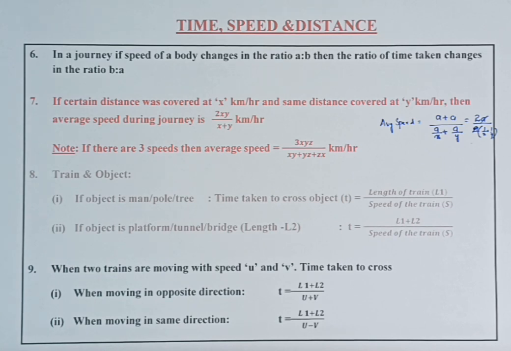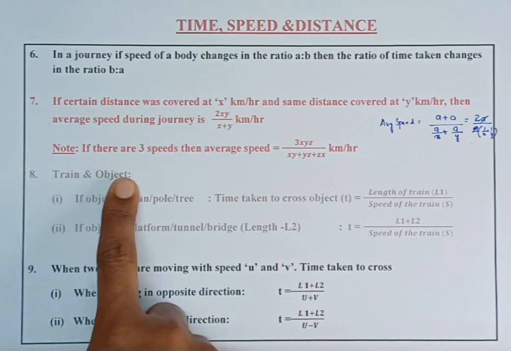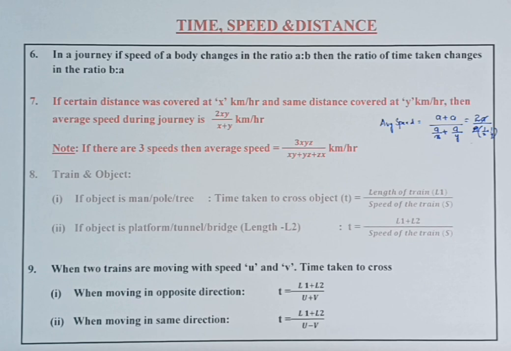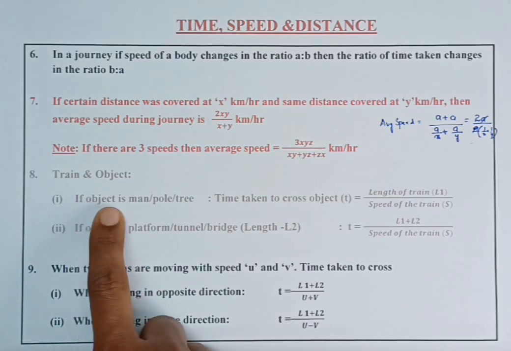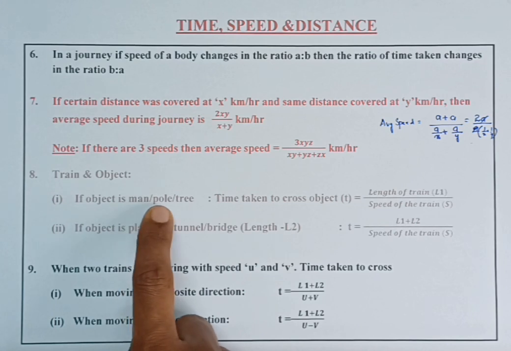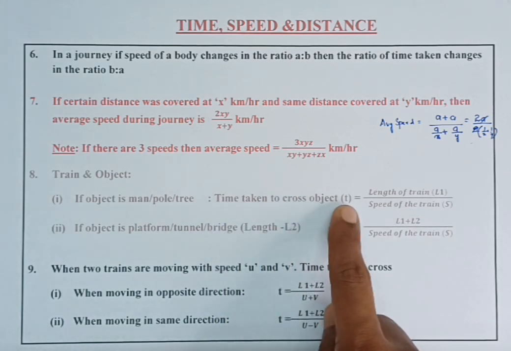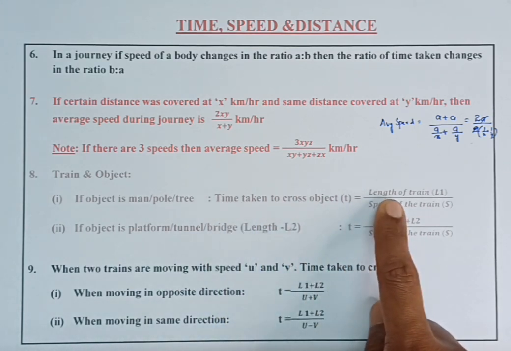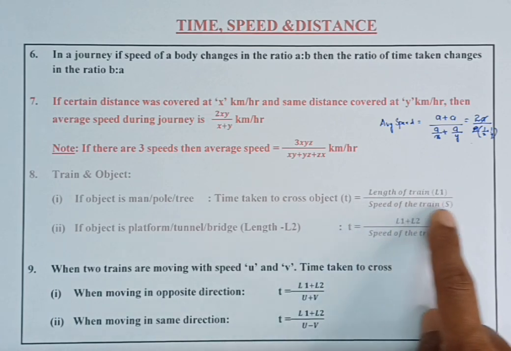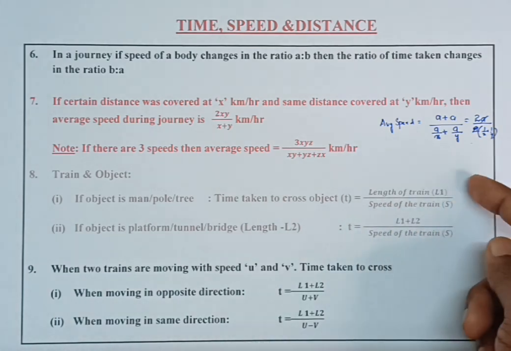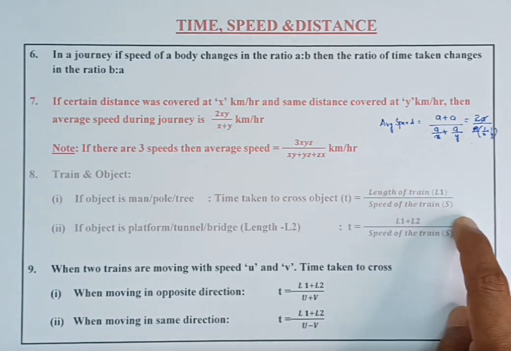Now next is the problems related to train and an object. There are so many problems that are seen in competitive exam based on this. If object is man, pole or a tree, that is basically the extent of the object is very less compared to the extent of the train, then the time taken to cross the object t is equal to length of the train L1 by speed of the train S. That is basically distance by speed only.